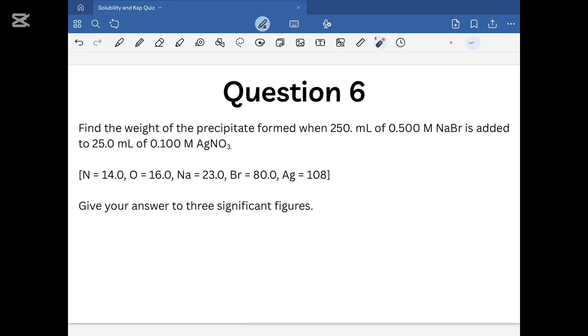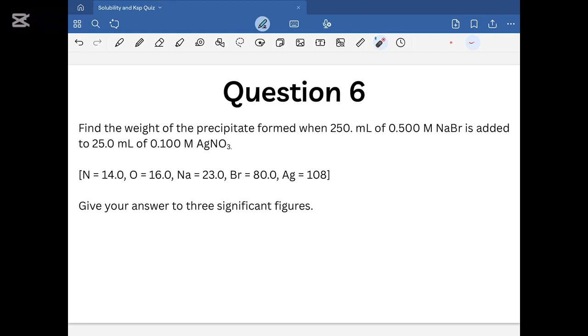Question 6. Find the weight of the precipitate formed when 250 milliliters of 0.5 M NaBr is added to 25 milliliters of 0.1 M silver nitrate, which is AgNO3. Here I have the atomic masses, and they said give your answer to 3 significant figures. Now, to solve this question, I need to write first the equation that's taking place.